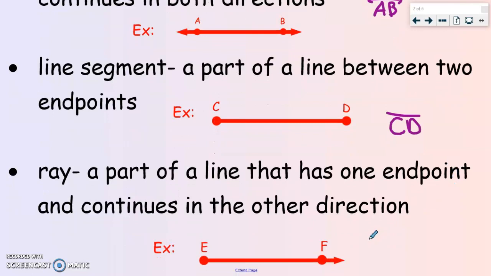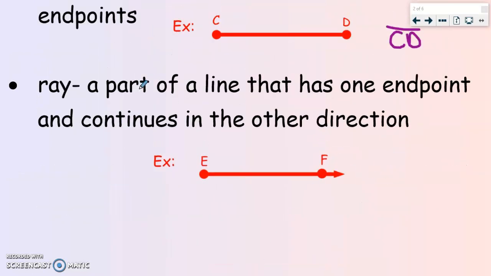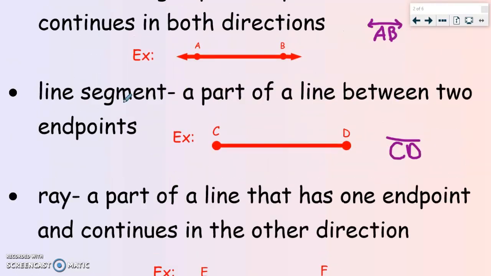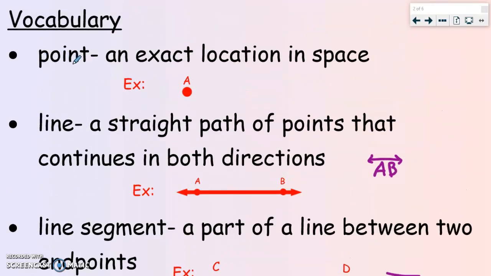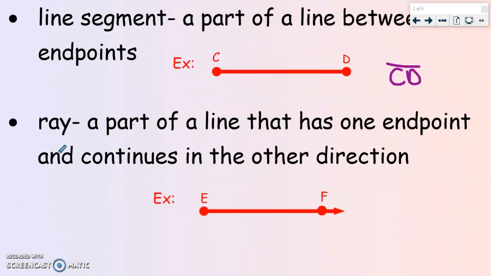And then the last piece here, I'm actually going to extend my page so I have a little bit more room. There we go. Is a ray. So let's just quickly review: point, line segment, and ray. A ray is a part of a line that has one endpoint, but then in the other direction it continues. So it has one endpoint and one arrow. It's kind of like a combination of a line and a line segment because it has the two different ends.